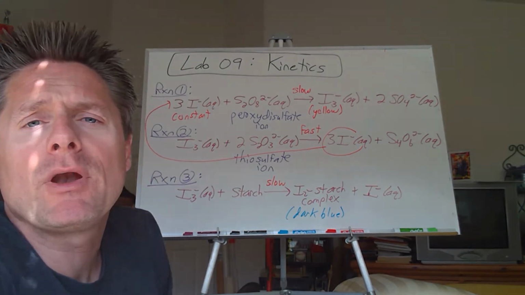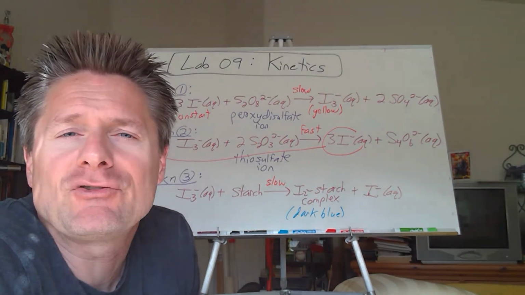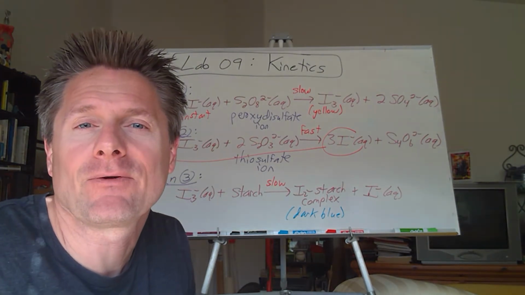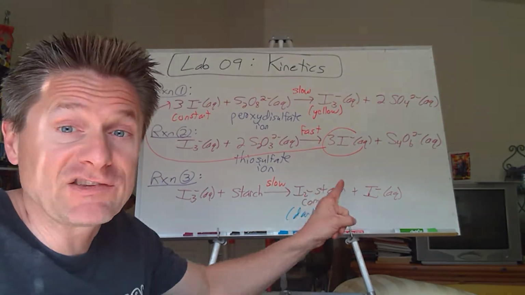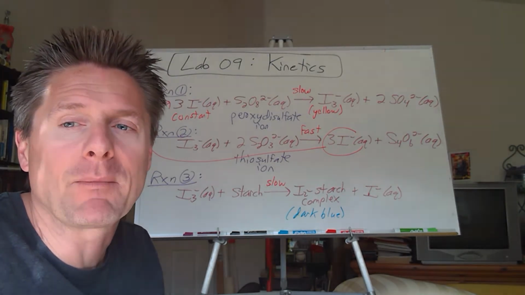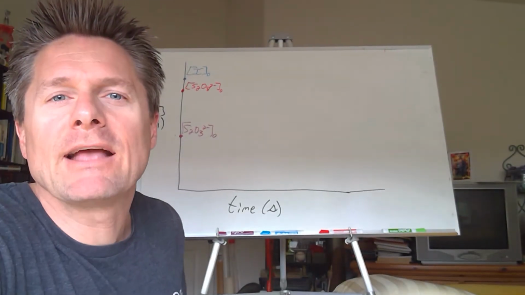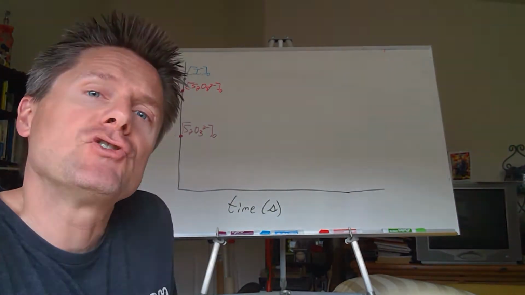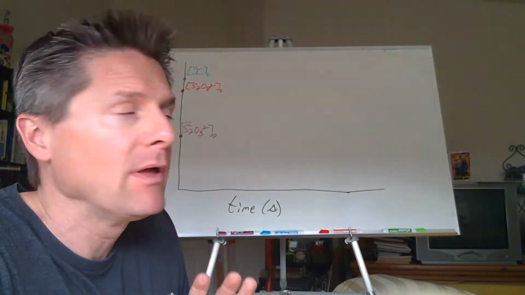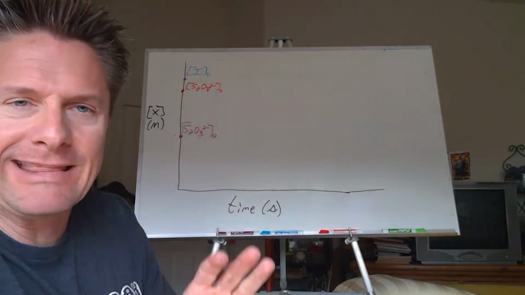So what I'm going to do is put up a graph that shows you how these concentrations are changing over time and how we can calculate the rates and get the rate law from that. So this is in your pre-lab. Look up and read through your pre-lab for the kinetics. This is lab number 9, kinetics. All right, guys, we're going to make a graph here and show you what's happening with the concentrations of these 3 main species over time. We're not worried about the starch. That's just present at the end.